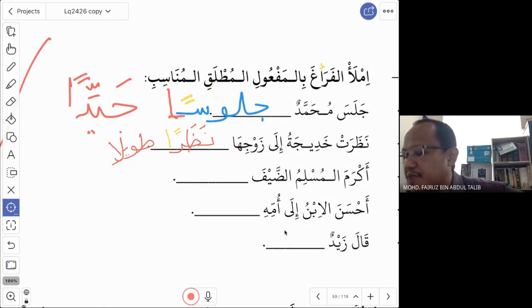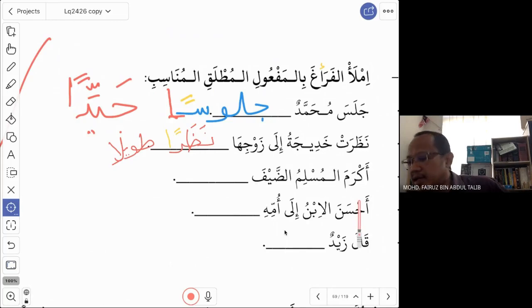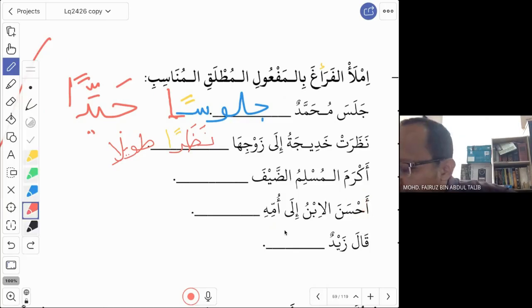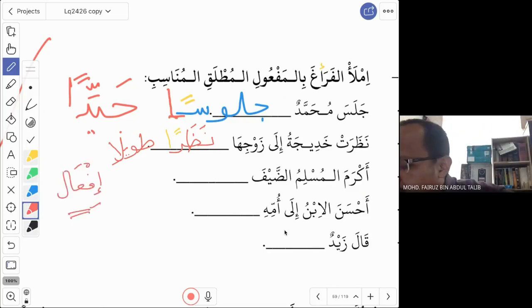So this is optional. Number 3, akrama. Akrama al-muslimu daifa. The Muslim honored his guest. Akrama. This is 4-letter fi'il. So you can find the masdar immediately without looking at the dictionary. Af'ala. What is the masdar? Af'ala yuf'ilu. Anybody remember? If'al. Good, yes. If'al. This is the masdar. Okay, so from the word, if'al.